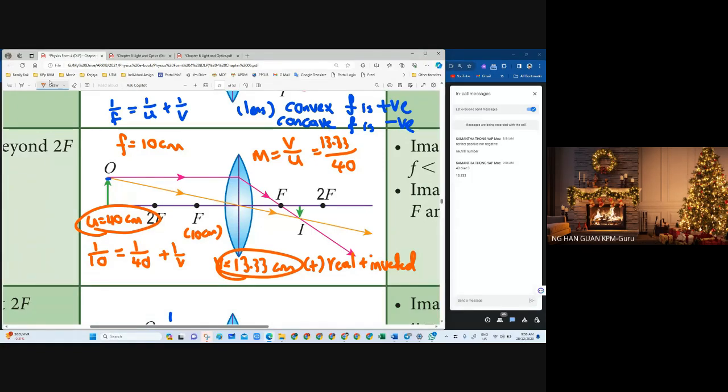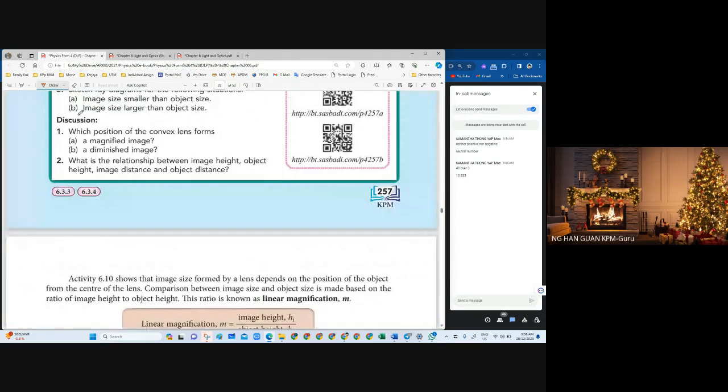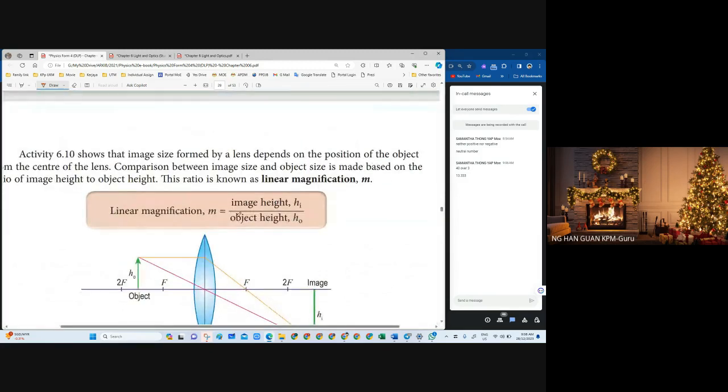If you want to know how much smaller the image is, then you can use the magnification formula. The magnification formula is V over U, equal to the image height over the object height, as given in the textbook. It is the linear magnification, which at the same time is equal to V over U. Now finally we know all the characteristics of the image formed.